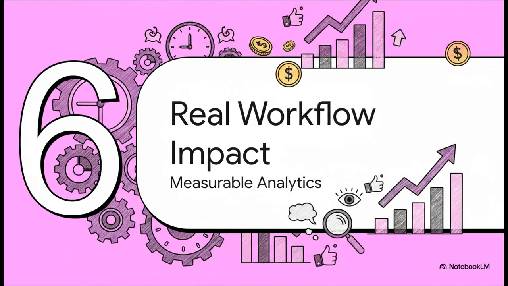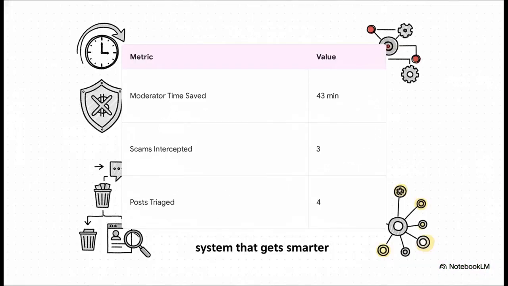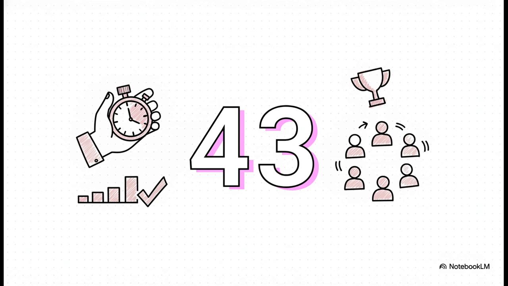Finally, Section 6, delivering real workflow impact through measurable operational analytics. By capturing and tracking these metrics over time, the platform completely proves it's a persistent operations product. I mean, it's not just a fancy classifier you run once. It actively tracks its own value, logging the time it saves, the actual scams it intercepts, and the sheer volume of posts triaged. And let's focus on this number right here, 43.